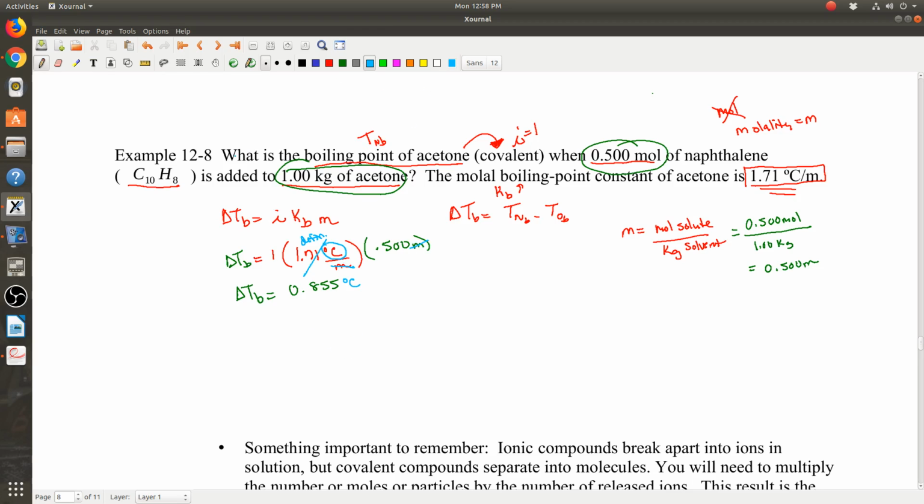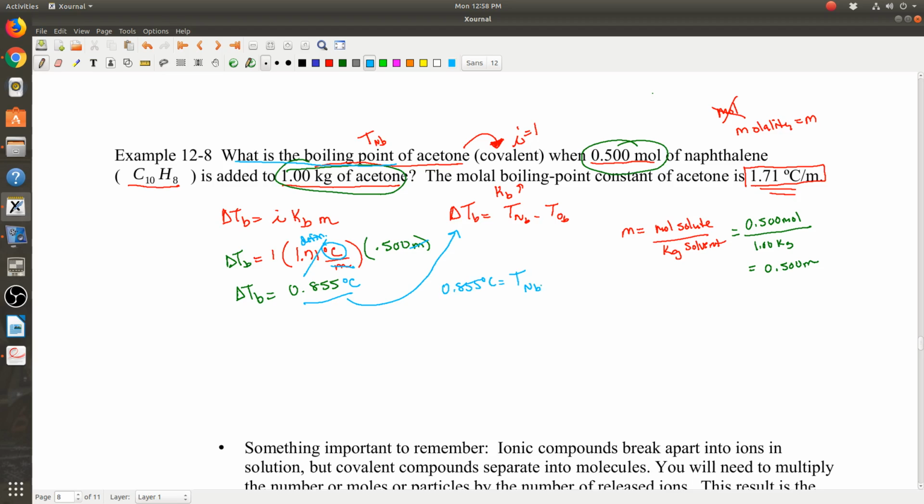But that is the change in the boiling point. It is not what is the boiling point. It's how much does the boiling point change. Now I need to know the new boiling point. So I got to use this number in this spot. I got to use this number here. So now I'm going to say 0.855 degrees Celsius is the change in the boiling point.